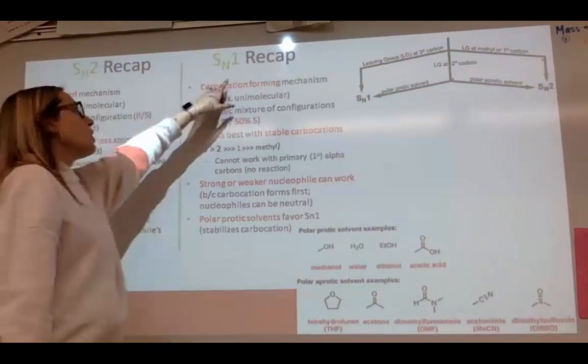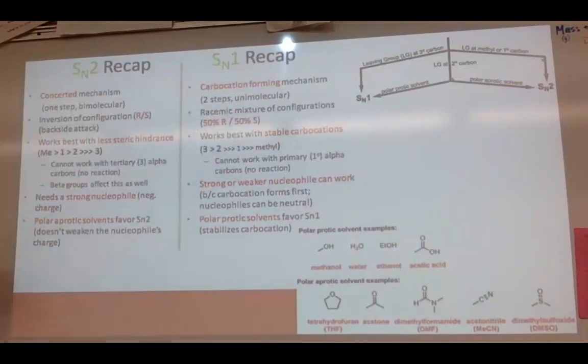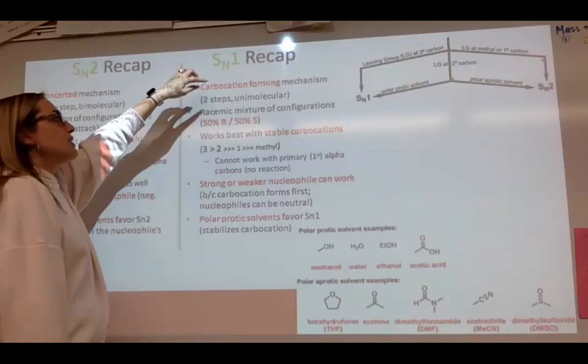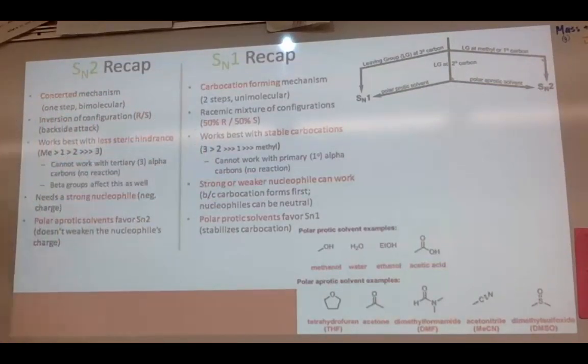SN1. So the 1 means that there's just one reactant in the rate determining step. Unlike SN2, that 2 means there are 2 reactants in the rate determining step. So that's why it happens all at once. SN1 happens in multiple steps. Since it happens in multiple steps, this is the carbocation forming mechanism. This is where, since a carbocation is formed, we have to look at, is it tertiary, is it secondary, is it primary, or is it a methyl carbocation?